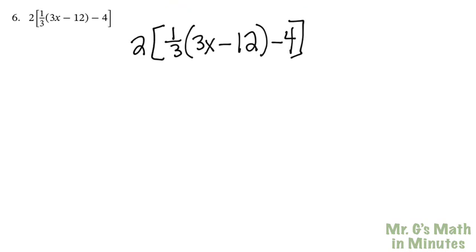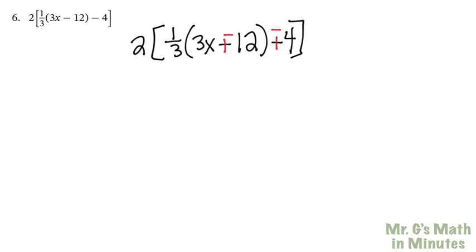And here we have number 6. Again, go ahead and copy this problem down if you don't have it, and pause the video to give yourself a chance to do it. So in this problem here, we have 2 minus signs to get rid of, 1 here and 1 here.